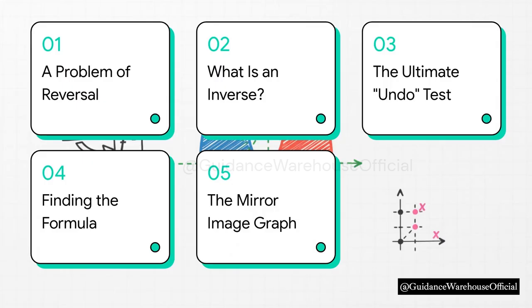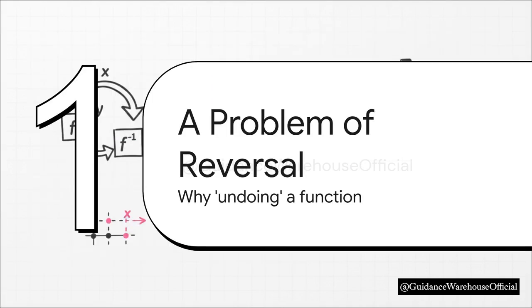So here's our game plan. We're going to start with a real-world problem to see why this even matters. Then we'll get into what an inverse function actually is. After that, we'll learn the ultimate test to see if you've really got one, how to find the formula yourself, and finally, we'll look at these awesome mirror image graphs they create. Let's jump in. All right, first up, let's talk about why undoing a function is a skill you'd actually want to have in the real world.